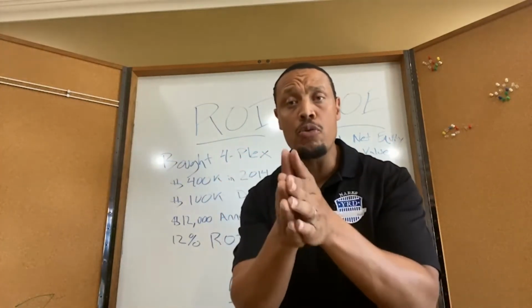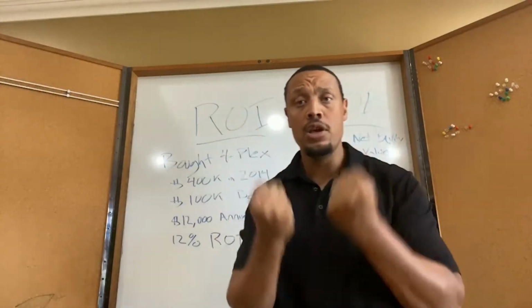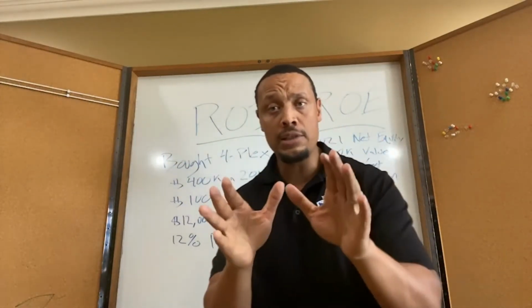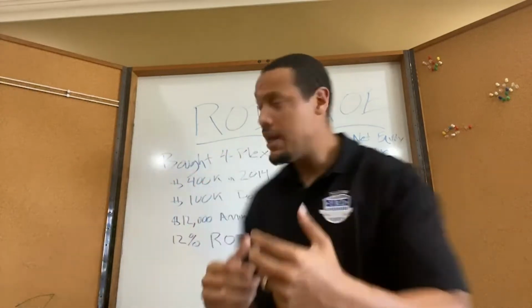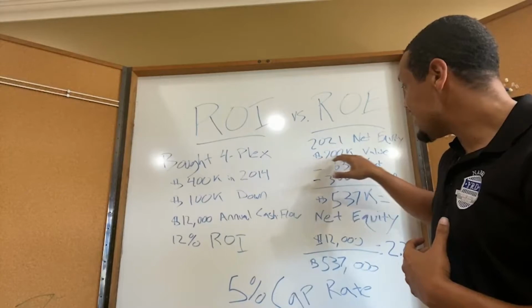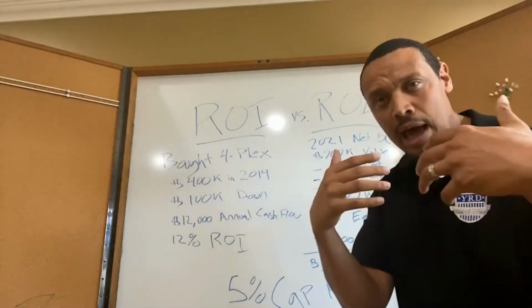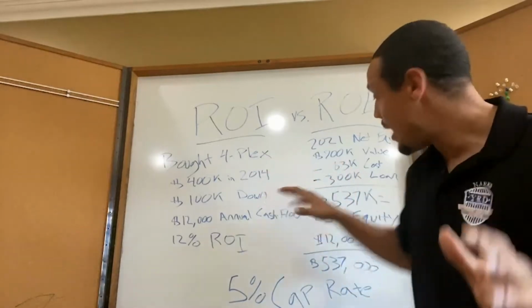So we know what you're making on the cash that you put in, right? You put the 100K cash in, you're getting 12% of that, right? Now let's look at the return on your equity, right? So today's value, 2021, say the property is $900,000. And I'm sorry, you probably can't see this, so just trust me as I map these numbers out. You might not be able to see it.